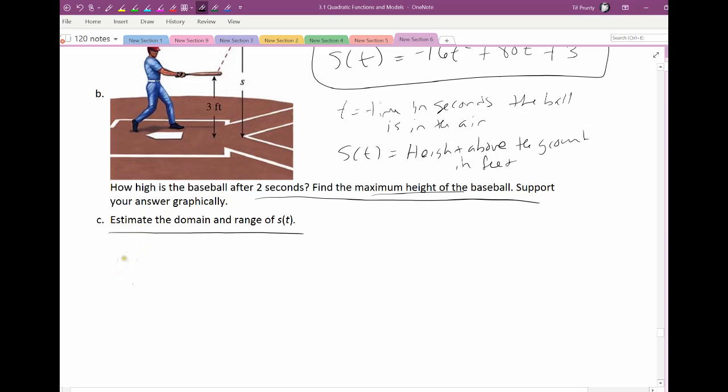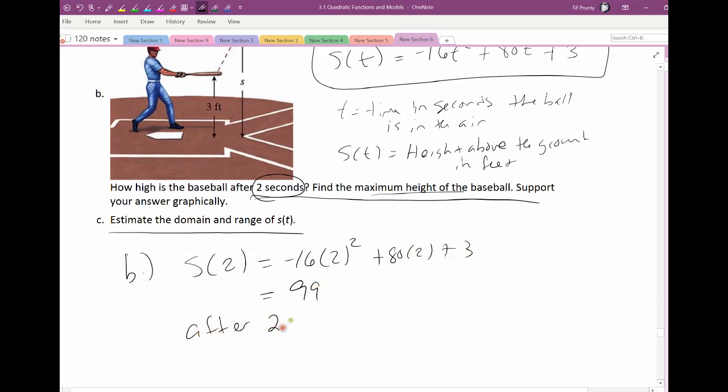Alright, so first, part B, we want to know how high it is after 2 seconds. So we're going to plug 2 into my equation. So s of 2, negative 16 times 2 squared plus 80 times 2 plus 3 comes out to be 99. So after 2 seconds, the ball is 99 feet above the earth, the ground, however you want to say it.